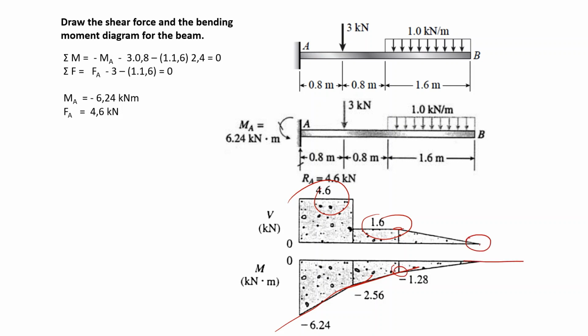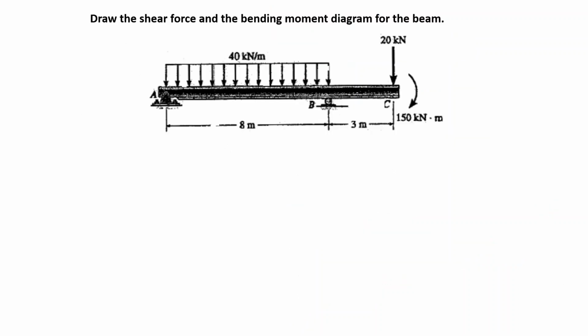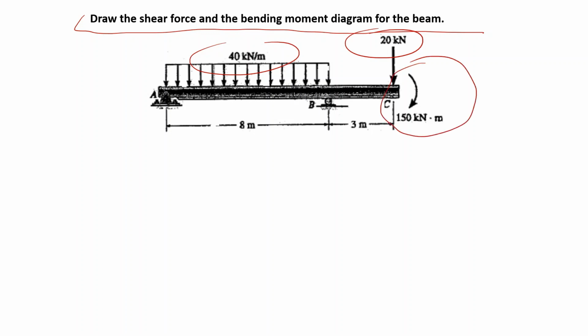Okay, so the points are very clear. As I said in the beginning, it's at the fixed support, but we have the values and the distribution of V and M. Next, shear force and bending moment diagram for this beam. Distributed force, single force, and there is a single moment.